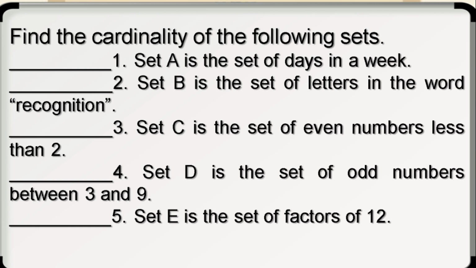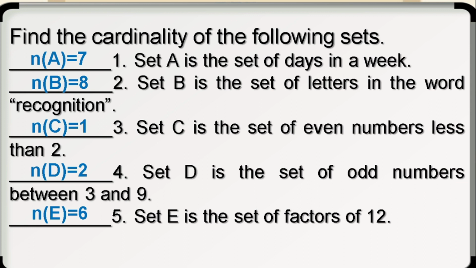Let's check your answers. Number 1, the cardinality of set A is 7. Number 2, the cardinality of set B is equal to 8. Number 3, the cardinality of set C is equal to 1. Number 4, the cardinality of set D is equal to 2. And number 5, the cardinality of set E is equal to 6. Did you get all the answers right?